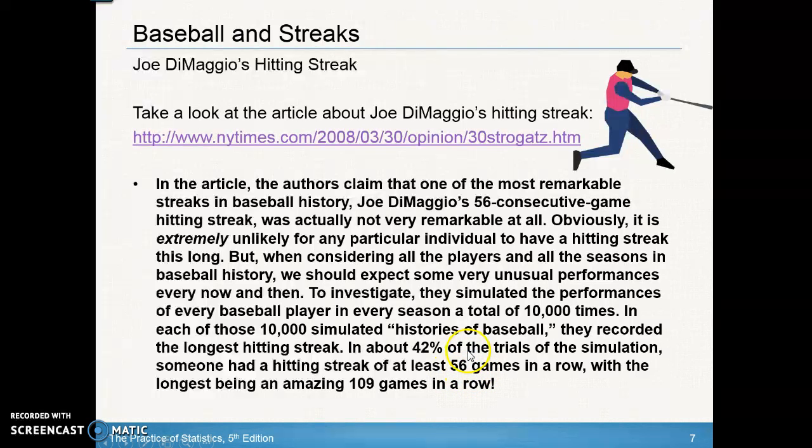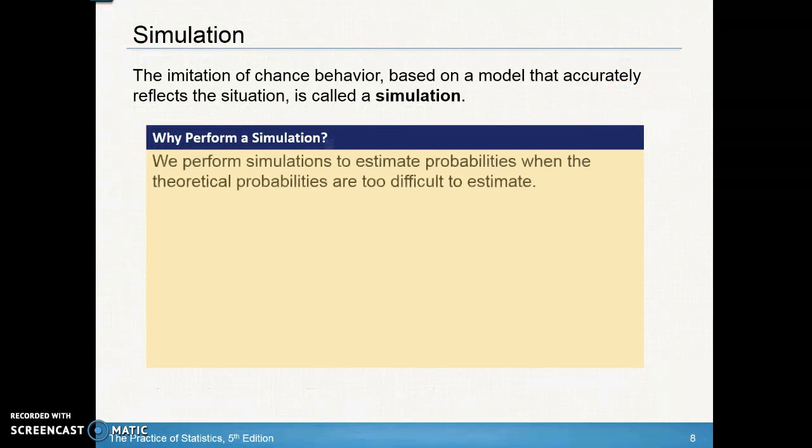All right, that simulation, we didn't actually go and take baseball players and have them bat 10,000 times. We used models in order to make that prediction. All right, so why do we perform simulation? Number one, we perform simulation to estimate probabilities when the theoretical probabilities are too difficult to estimate.